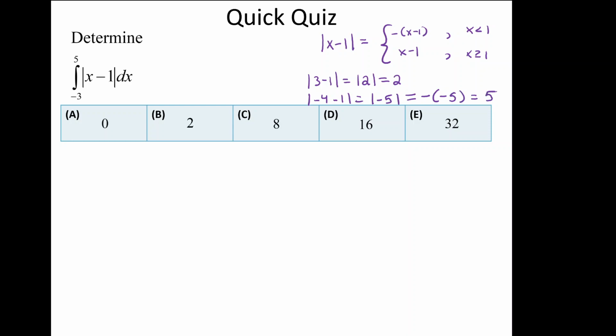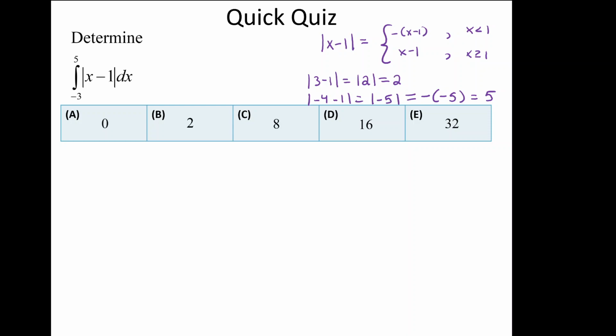So then you ask yourself, where does it switch? When I plugged in 3, I didn't need to multiply by negative. When I plugged in negative 4, I did need to multiply by a negative. What happens if you plug in 0 for x? Well, you get absolute value of negative 1. You have to multiply by a negative. What if you plug in 1? Plug in 1, you get 0, and you don't need to do anything. You can just leave it as the function.